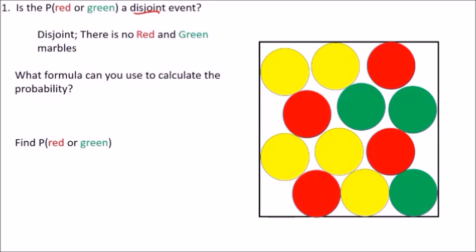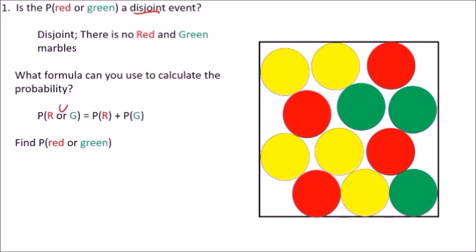What formula can you use to calculate the probability? All right, since it's disjoint, again, we'd be using that one formula up there. And so the formula that we can use is the probability of red or green. And again, you can use or you can use that union symbol. It is just simply the probability of red plus the probability of green.